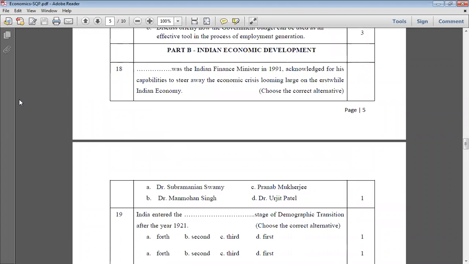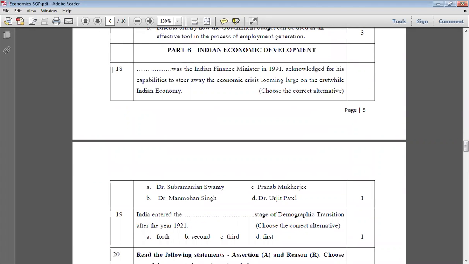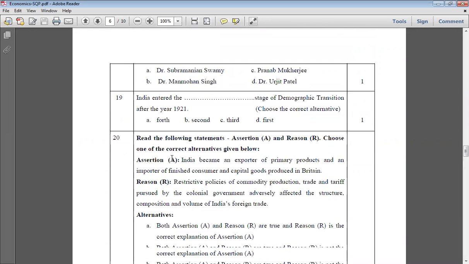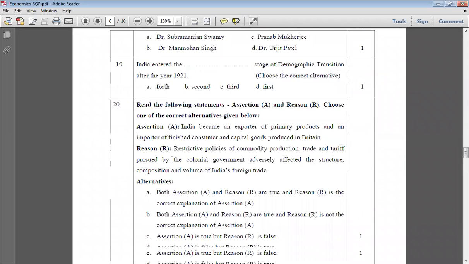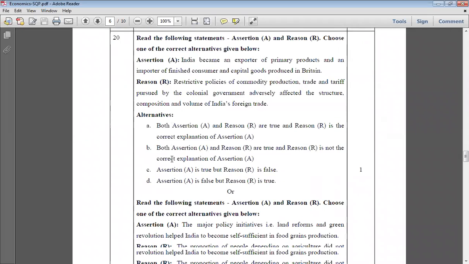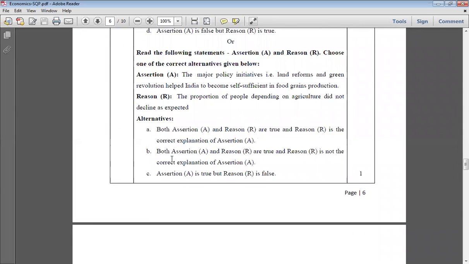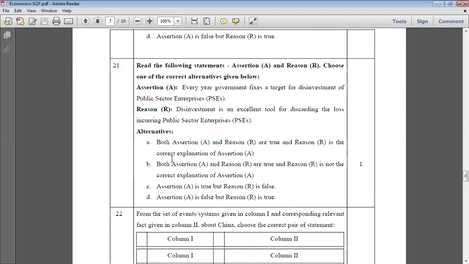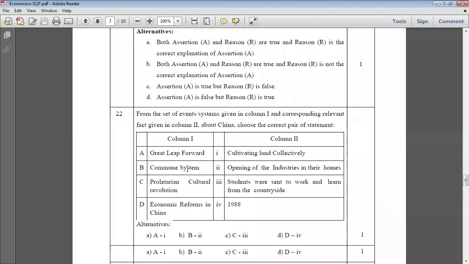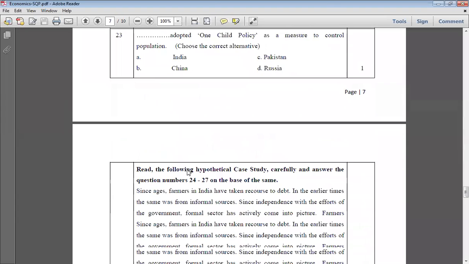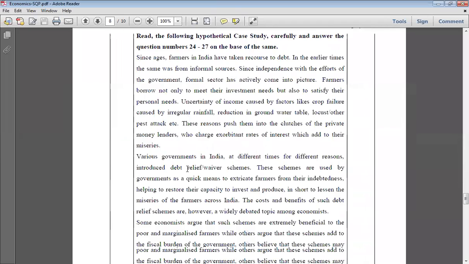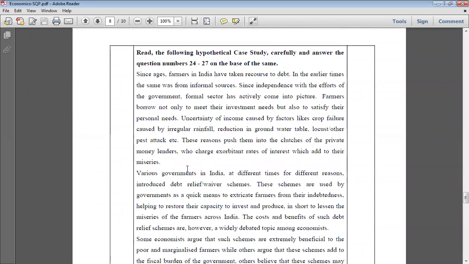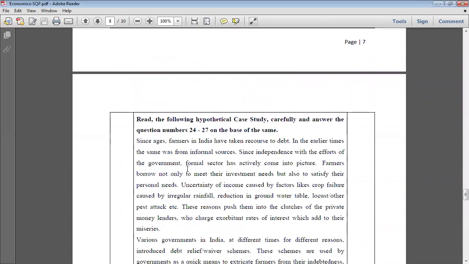So here, same 10 MCQs: multiple choice questions, true or false, choose the best answers, then fill-ups and match the following. The first 10 questions will be your 1-mark questions.